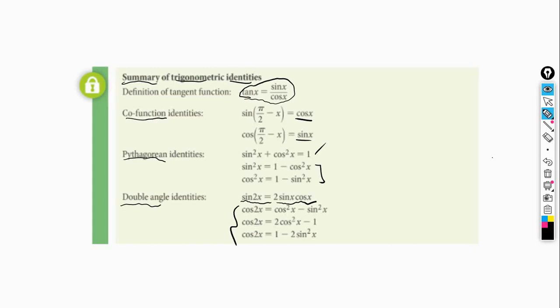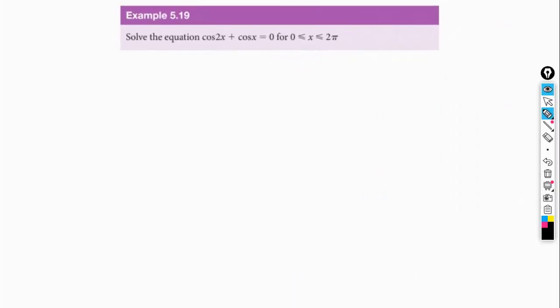We have cosine squared of x minus sine squared of x. Then we have that cosine of 2x is also equal to 2 times cosine squared of x minus 1. And it is also equal to 1 minus 2 sine squared of x. So now let's take a look at example 5.19, and it says solve the equation cosine of 2x plus cosine of x is equal to 0 for the interval between 0 and 2 pi, including 0 and 2 pi.